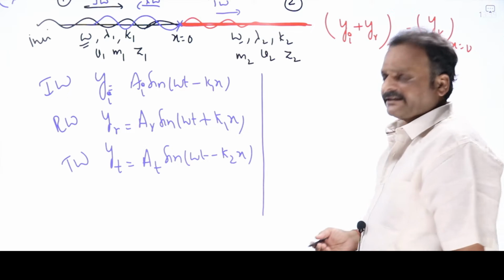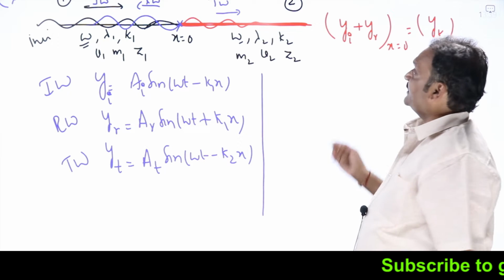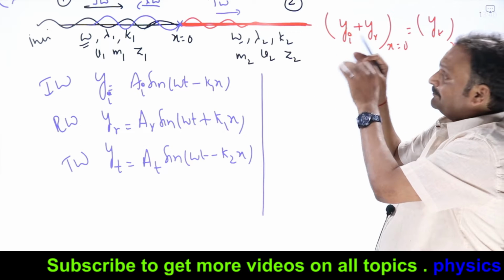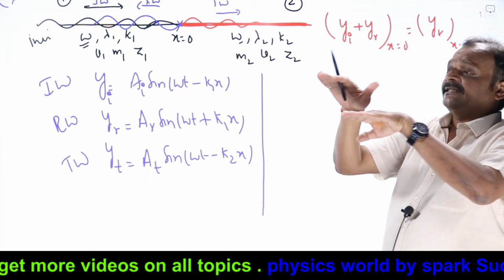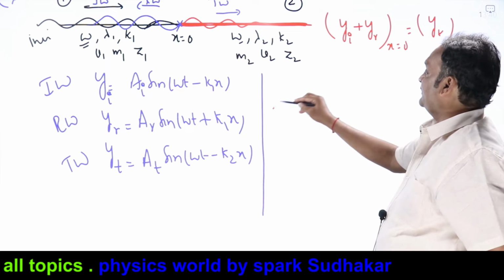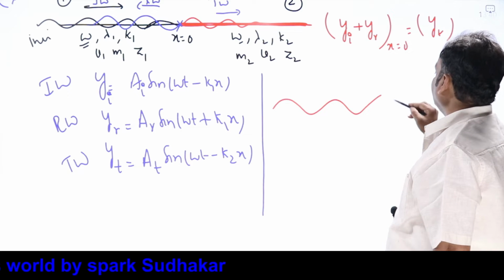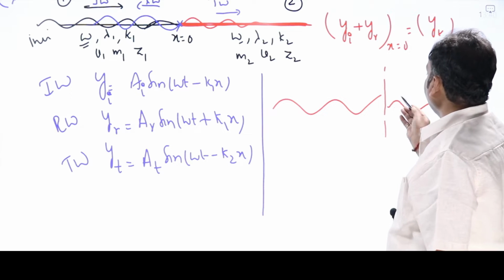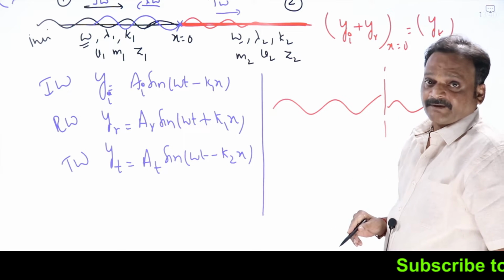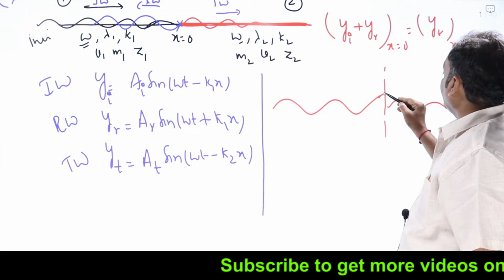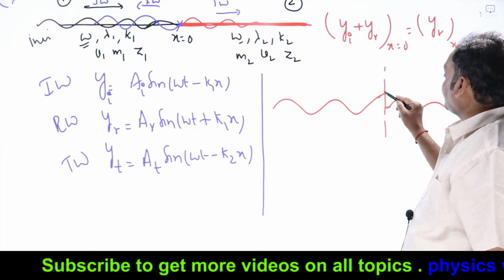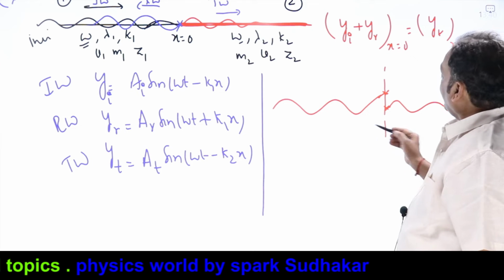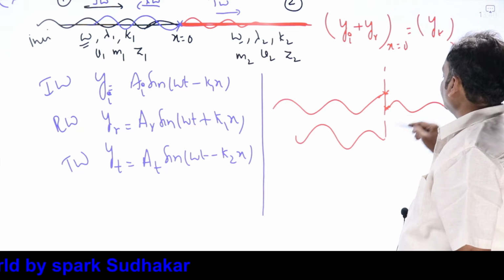This condition is quite obvious. Why? If that is not the case, left side displacement is different and right side displacement is different, what does that mean? At any instant, there is no junction at all. One wave is going, right side is like this, suppose left side is like this, there is no junction at all. There is no continuity in the medium. The medium is broken now. The junction is broken because left side displacement is different from right side displacement. Or it can be like this also.